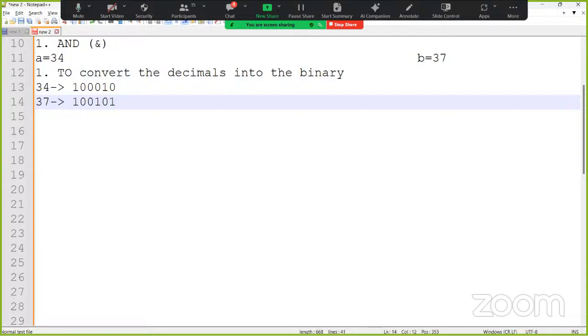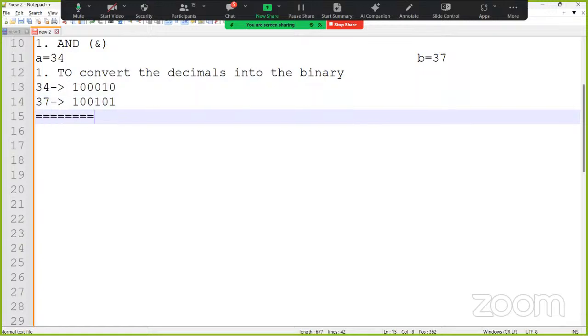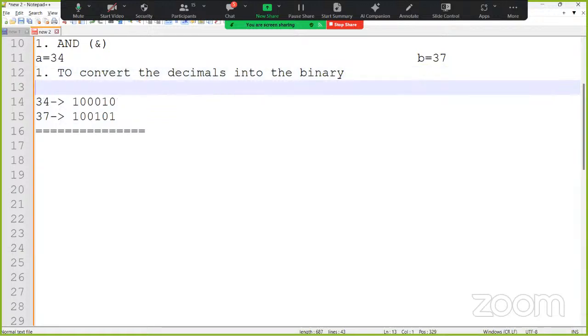So the very basic thing you need to do is convert the decimals into binary. Once you convert the decimal into binary, step 2 starts. What is step 2? Step 2 is applying the respective logical operation. Read it here very well.